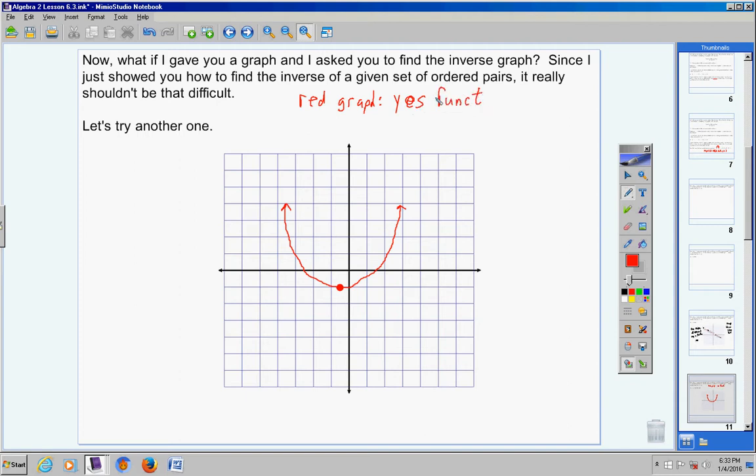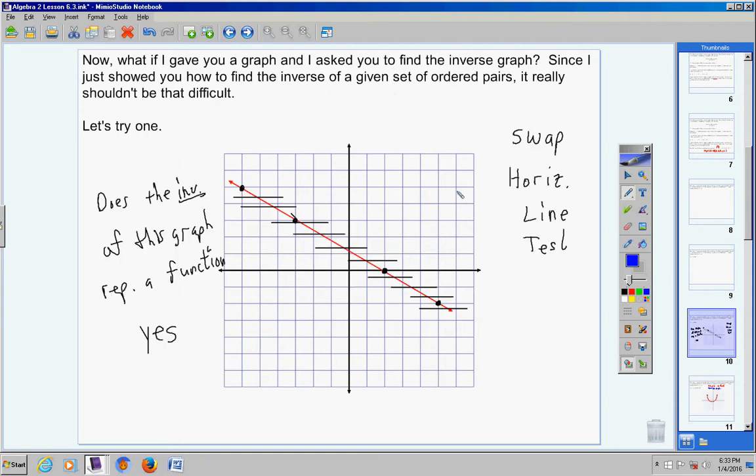Now, before we find the inverse and put it up here, and by the way, are you listening? When we do that, we're going to use blue. Okay? So I'm going to go ahead and call it the blue inverse graph. When we graph in just a minute the inverse graph, will it be a function? Remember what I just taught you. If you're checking to see if the inverse graph has a function, use the horizontal line test.